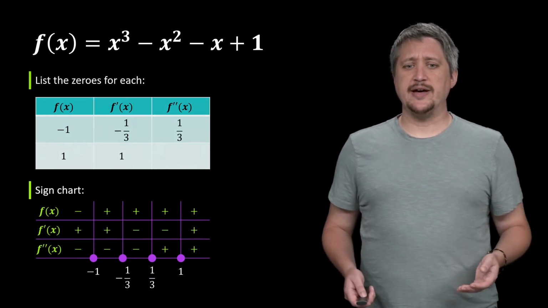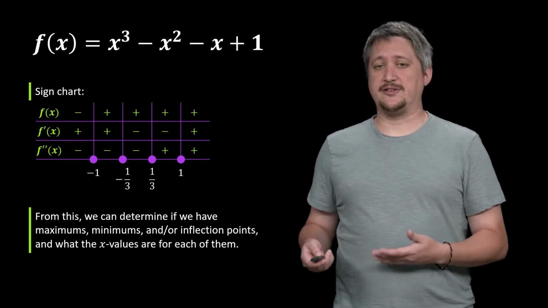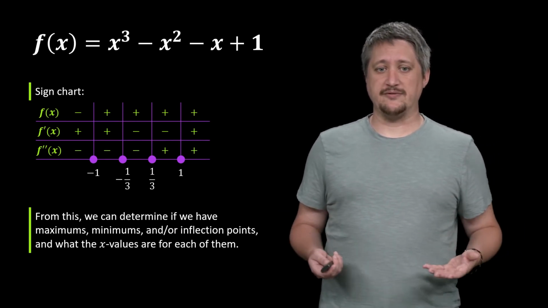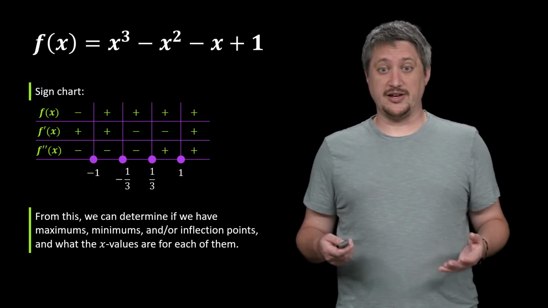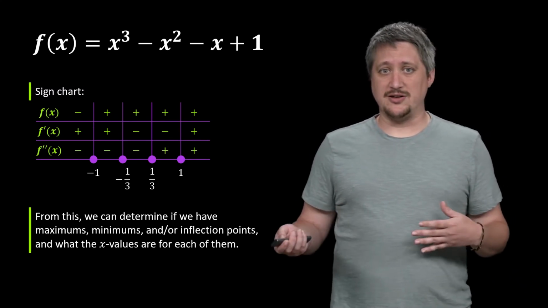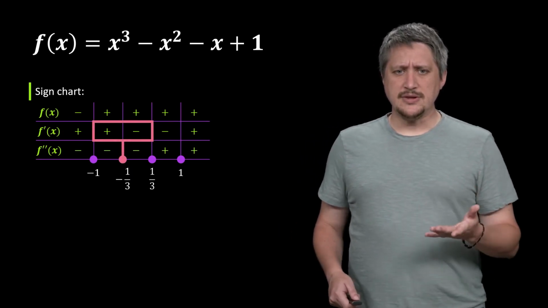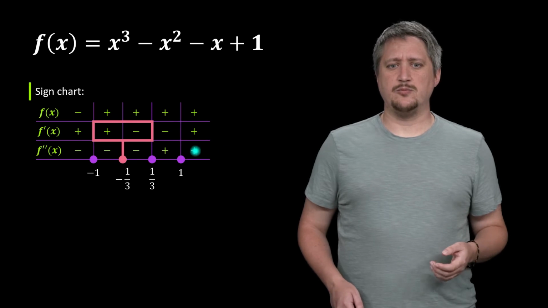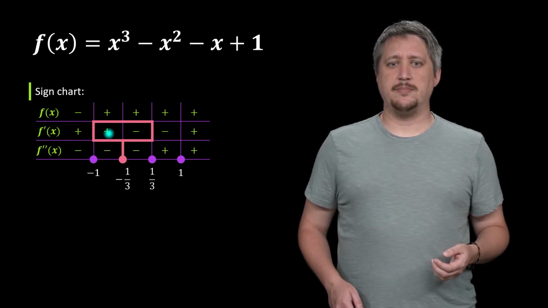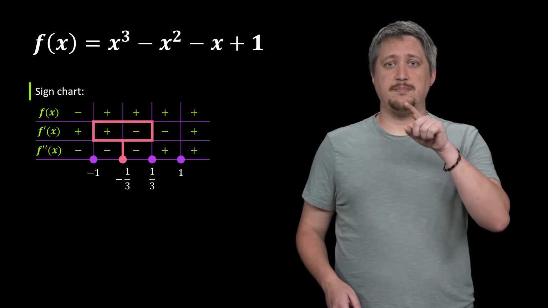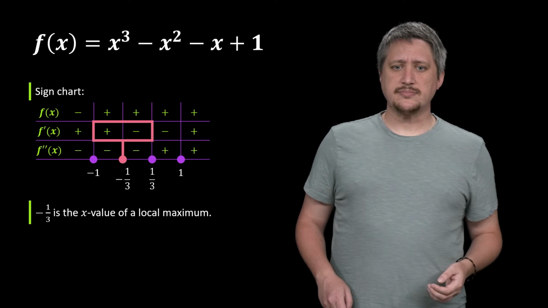Now, I want to do that because I want to use this sign chart to find the maximums, minimums, and any inflection points for each of those x values, right? I want to know is -1 a min, max, neither, inflection point, whatever. So for example, at -1/3, when x is -1/3, f prime is going from positive to negative, right? So it's going up and then down. So that's telling me that that's going to be a maximum.